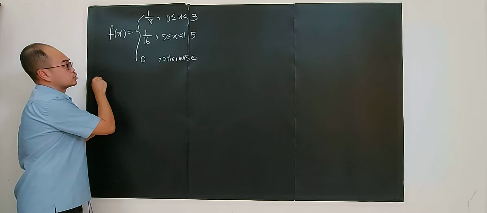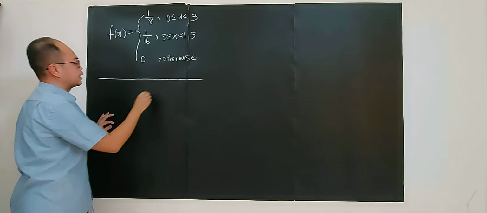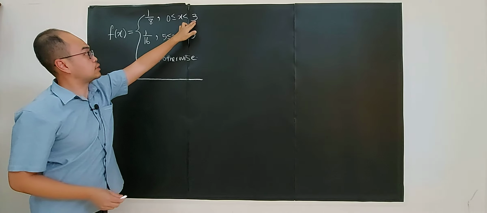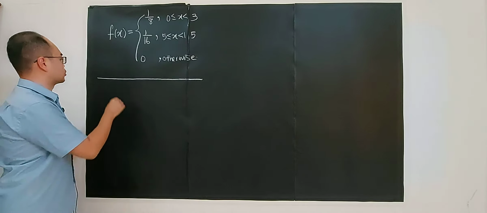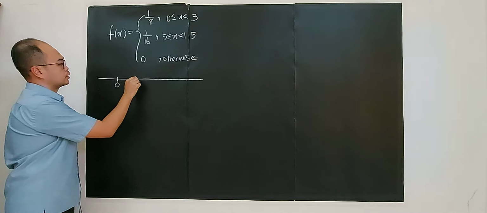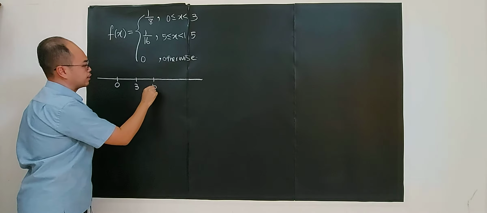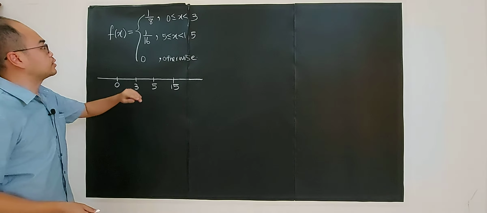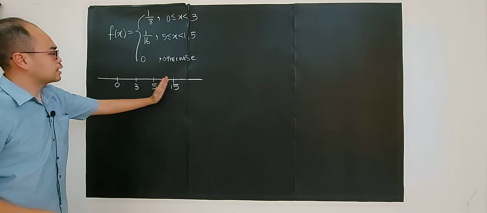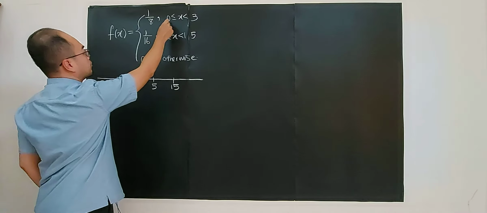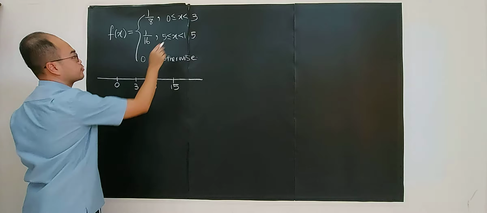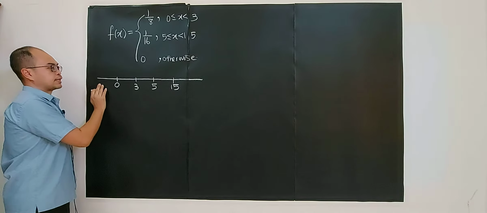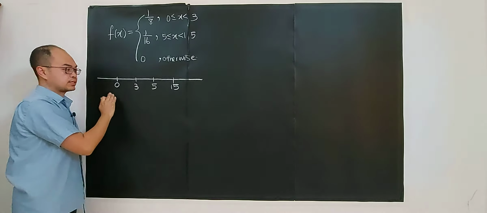Very simple. You just draw a line. This is for guidance so that it won't confuse. The values are 0, 3, 5, and 15. So how many intervals are there? We use all the numbers 0, 3, 5, and 15 and draw a line. There are 5 sections in this line.